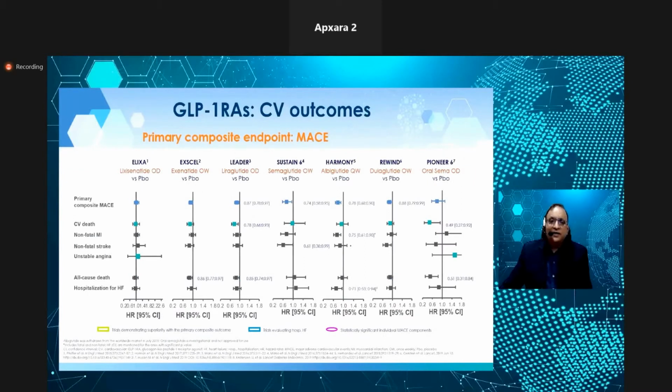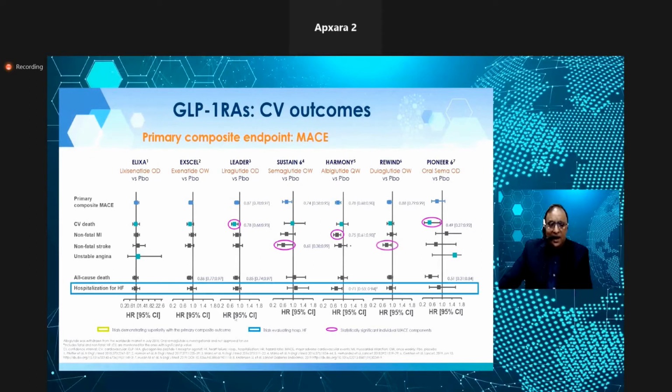If you look at GLP-1 receptor agonists in terms of CV outcome, if you look at the trials that demonstrated superiority with a primary composite outcome, primary MACE, then basically the composite MACE was shown to be beneficial in liraglutide, semaglutide, dulaglutide, as well as albiglutide, which is no longer available. So these are the drugs which have the label indication for CV safety and CV risk reduction. And if you look at the individual components of MACE, again, LEADER showed some benefit, semaglutide showed some benefit, as well as oral semaglutide. And if you look at heart failure generally, this was not a feature of the GLP-1 receptor agonists, unlike the SGLT2 inhibitors.